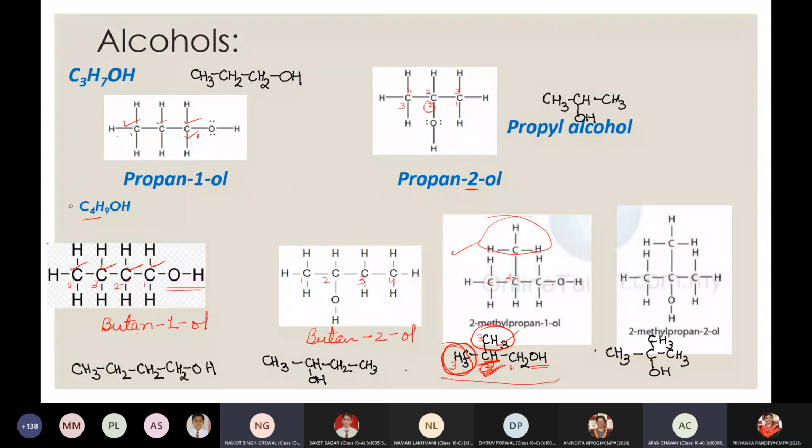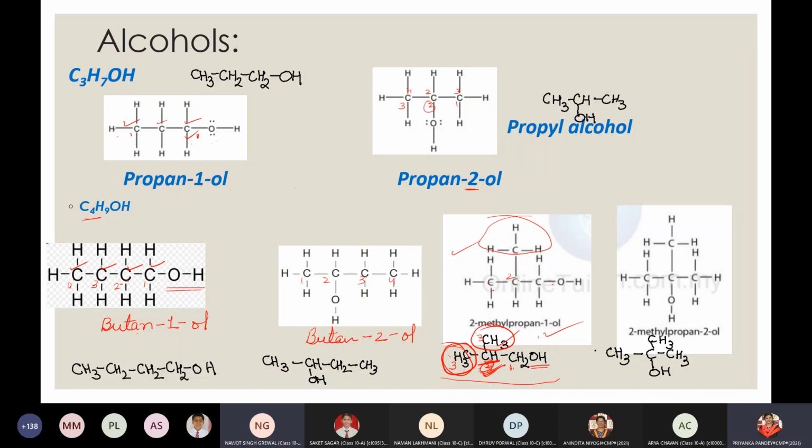Ma'am, since the methyl is at the second position, that's why 2-methyl, and the longest carbon chain is of 3 carbons, that's propane. So 2-methyl prop, and 1-ol, because the alcohol group is at the first position. You can write propane-1-ol also or prop-1-ol also. Both are correct. Okay? Yes, ma'am. Correct. Very good. So does anyone have any question regarding this?